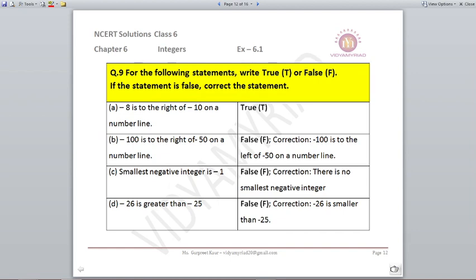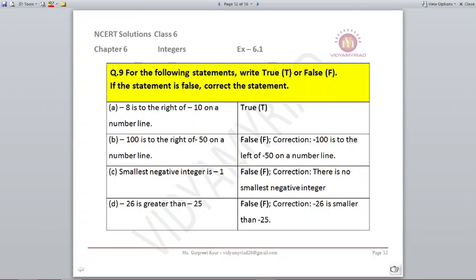For the following statements, write true or false. If the statement is false, correct the statement. Number 1. Minus 8 is to the right of minus 10 on a number line. Now, if you draw the number line and the minus numbers, they are on the left of 0, so it becomes minus 1, minus 2, minus 3, then minus 8 and minus 10. Minus 10 is the farthermost number on the left and minus 8 will come on the right. So, it's a true statement.